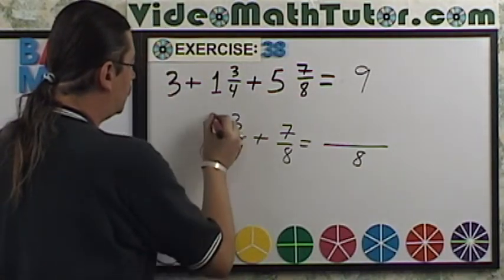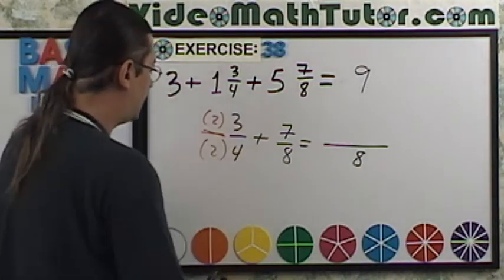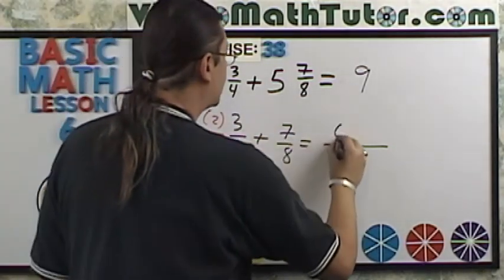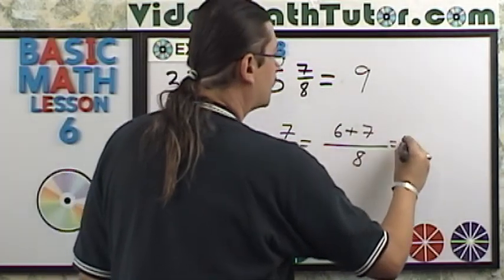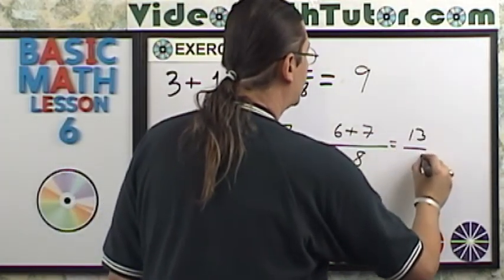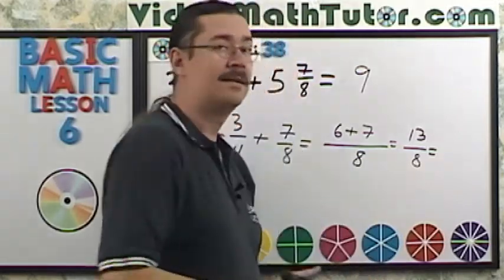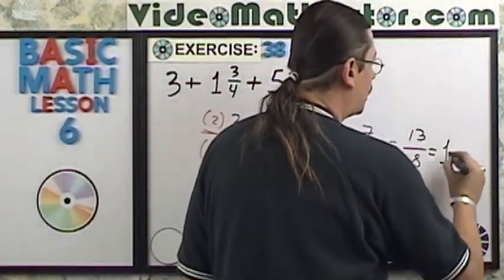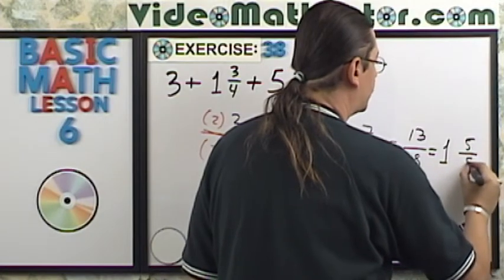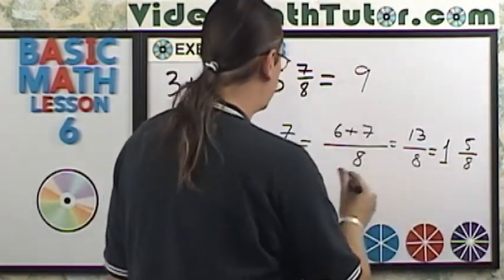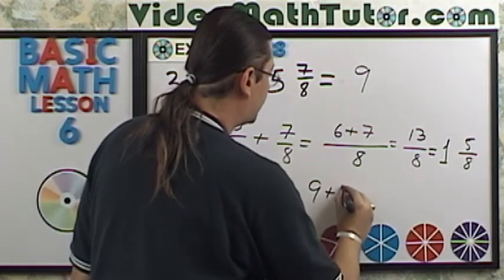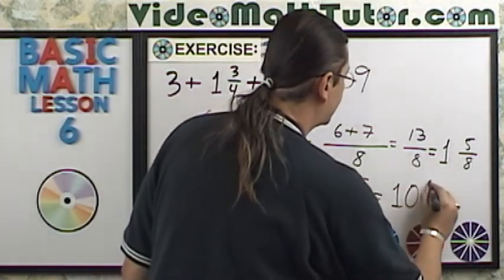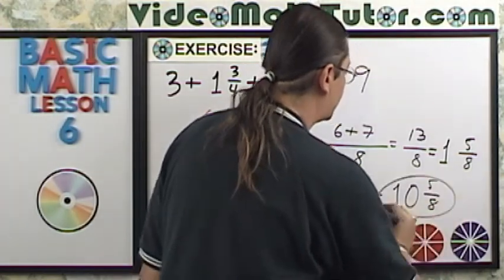So 2 and 2 right there. So we're going to get denominators of 8, and then the numerators are going to be just 6 and 7. Well, that's going to give me 13 eighths, which can be changed to a mixed number. So let's do that. So 8 into 13 is 1, and we're going to have a remainder of 5. So you're going to get that. Now let's add these two up. So 9 plus 1 and 5 eighths is 10 and 5 eighths. That's it.